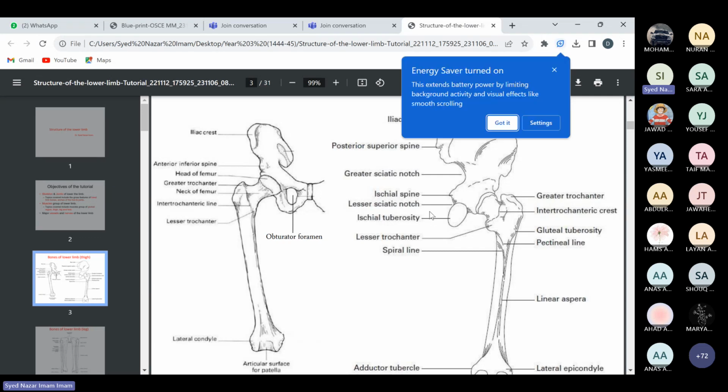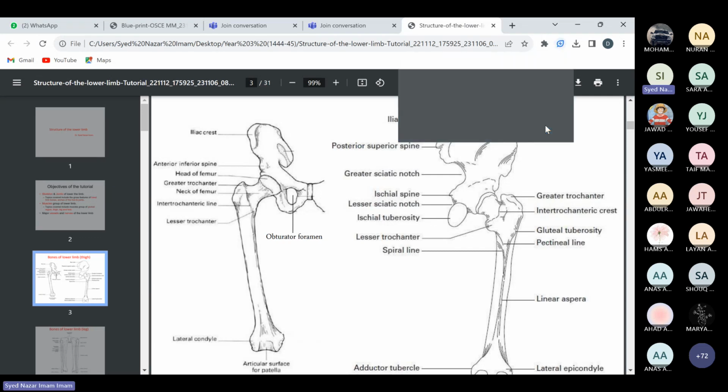Again, I'm coming to this. The hip bone has three parts.